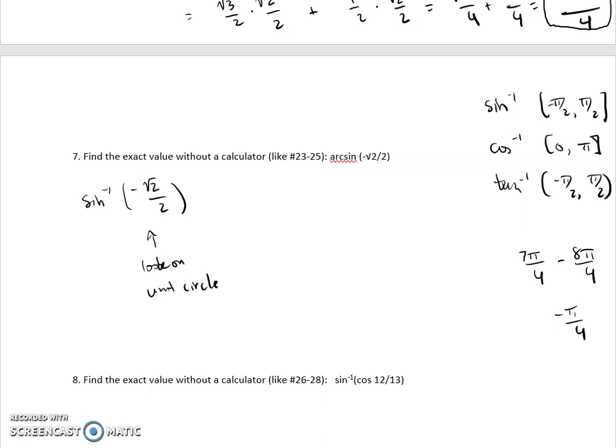Okay, so if you can't do that in your head, that's okay. Just remember that you're going to do plus or minus 2 pi to get your coterminal angles. So that one should give you negative pi over 4. Okay, so these values are in the unit circle, you can use the unit circle, but you also have to remember the domain and range for sine, cosine, tangent, and the inverses.